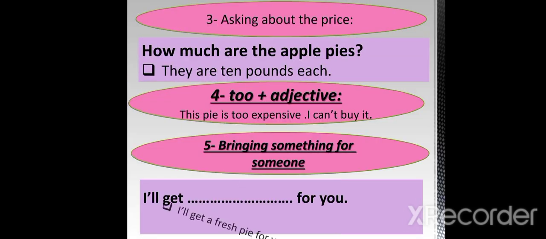Bringing something for someone. I'll get, then something, then for you. I'll get a fresh pie for you.